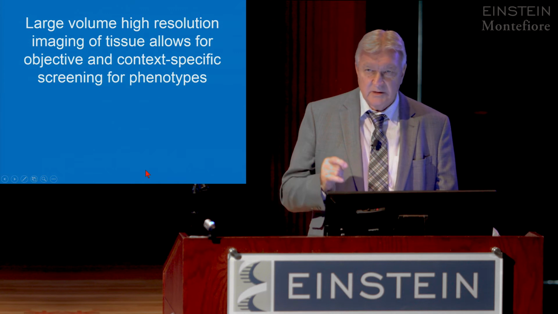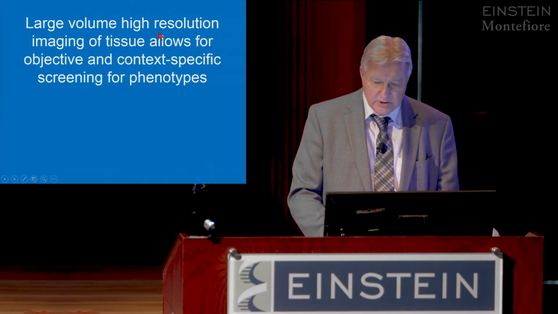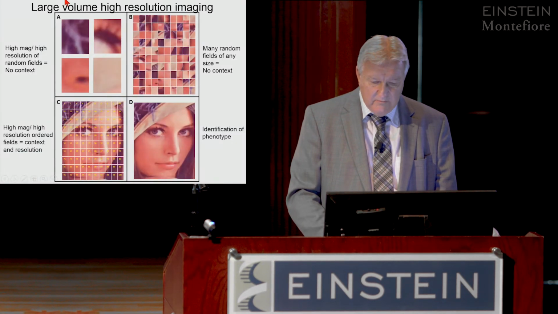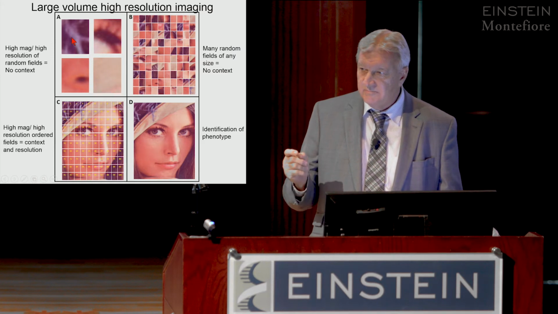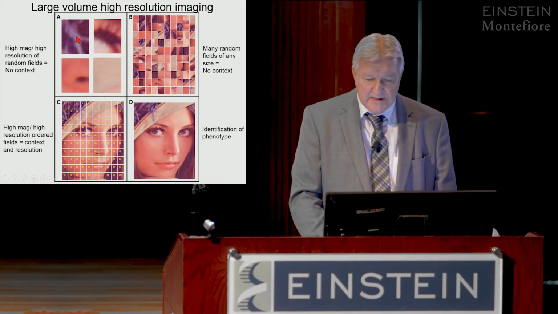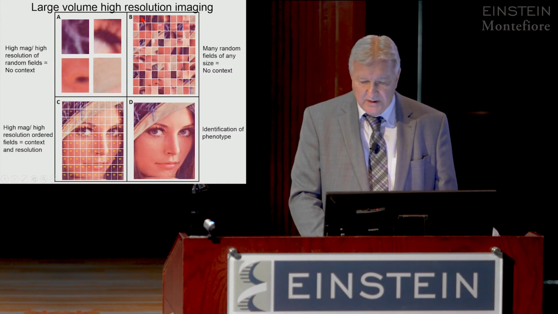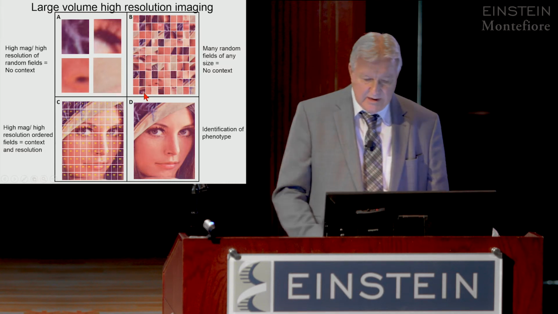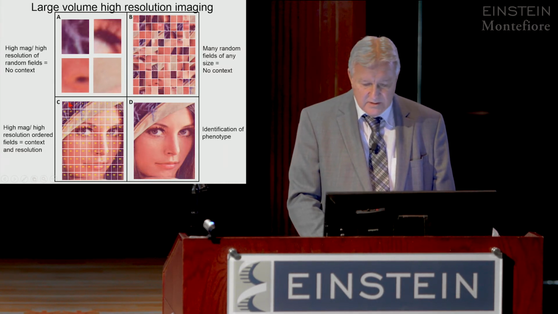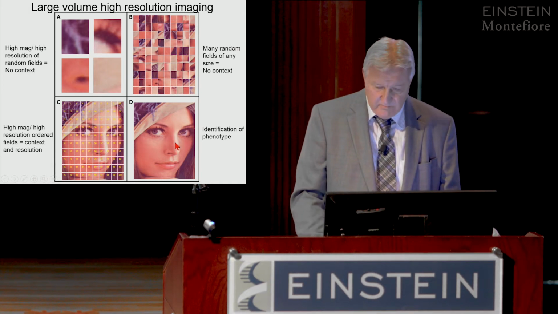Okay, so what we did is we built a microscope that would do both. And the way you do that is to use large volume imaging. You go in and take a whole bunch of very high magnification images with very high resolution, and you put them together, because if you look at them individually, you still don't have the answer of context. If you take a whole bunch of images randomly, you still can't figure out what's going on. But now if you have a way to put them together in space and time, you now get the phenotype. And that's what you do.